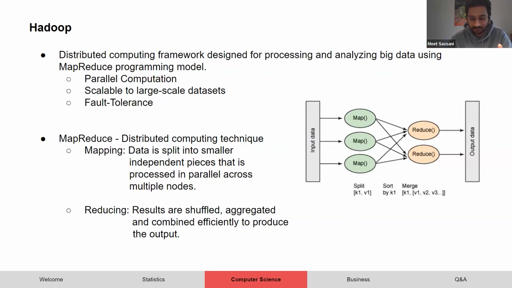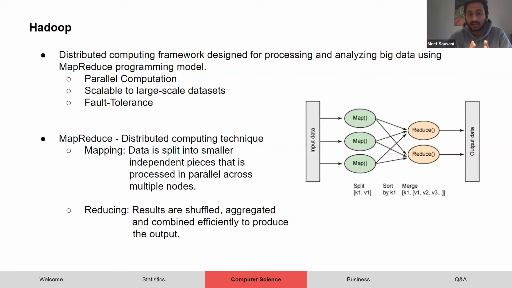For example, you have 100 GB of data, okay? And that 100 GB of data would be divided into 10 pieces of 10 GB each and divided into 10 different nodes. So each node would have to process around 10 GB of data. So mapping would work like that.